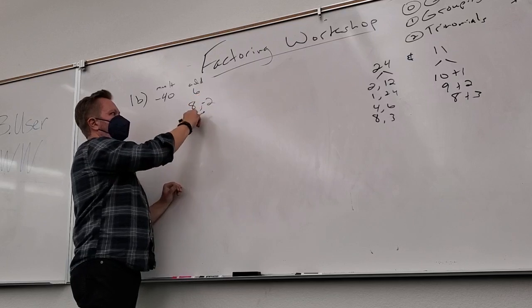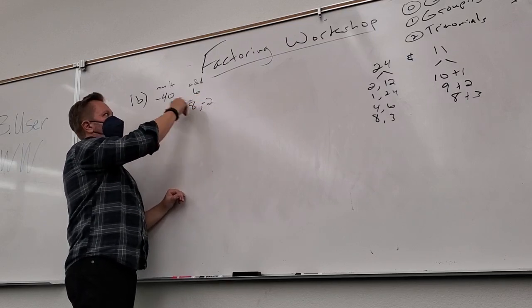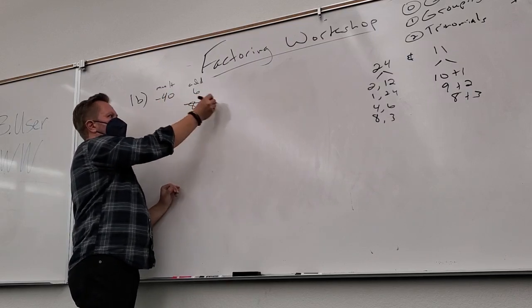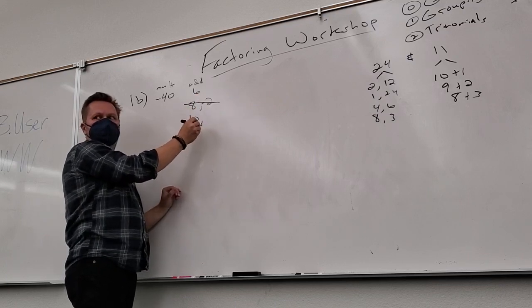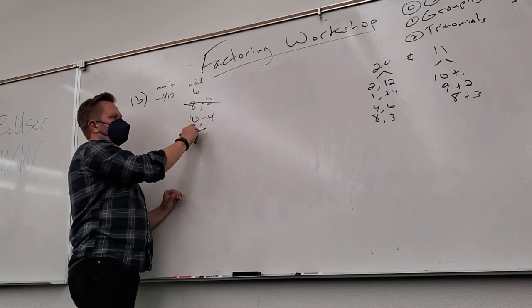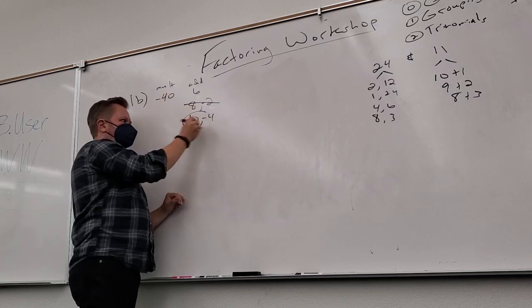Right. So if the 2 is negative, that makes 6 when you add them. But 8 times negative 2, is that negative 40? Nope. So you just go bigger. 10 and 4. And 10 times negative 4 is? So those are the numbers.